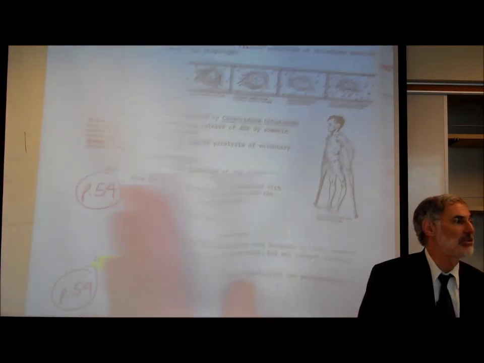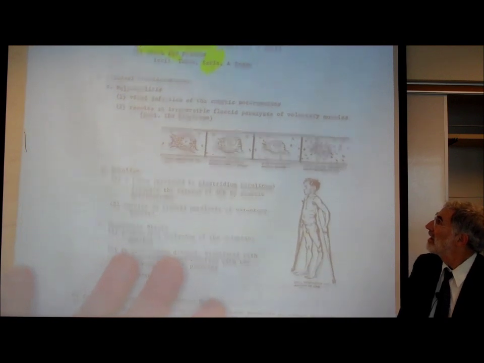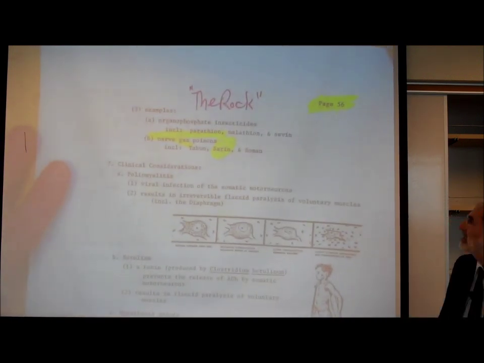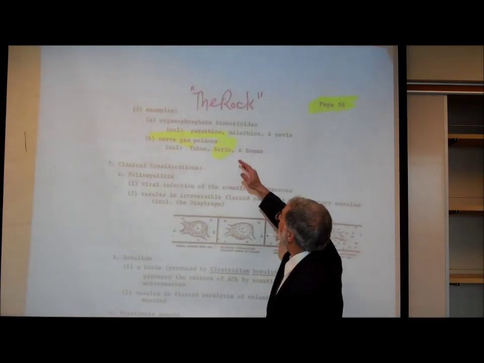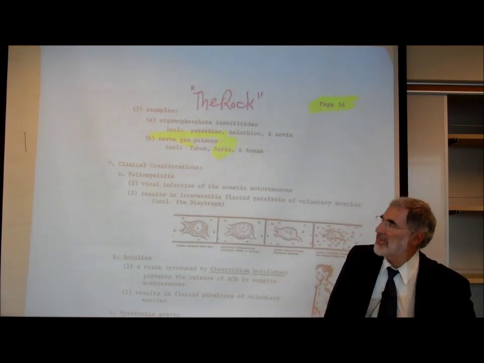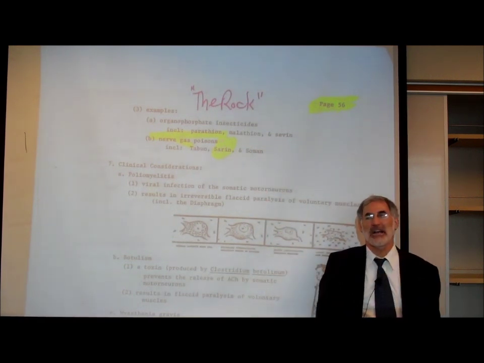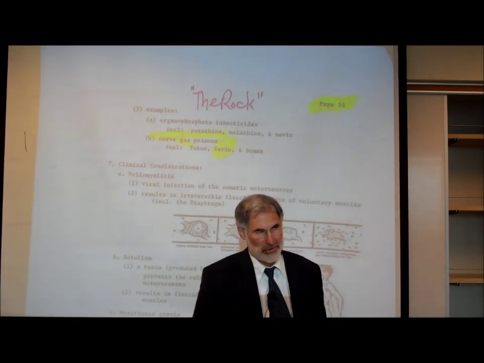Now, why would they use these? On page 56, that's how these insecticides work. Malathion and parathion, the most commonly used insecticides, are acetylcholinesterase inhibitors.